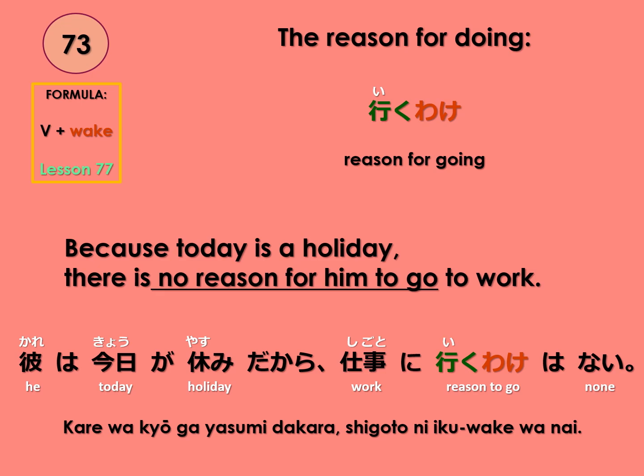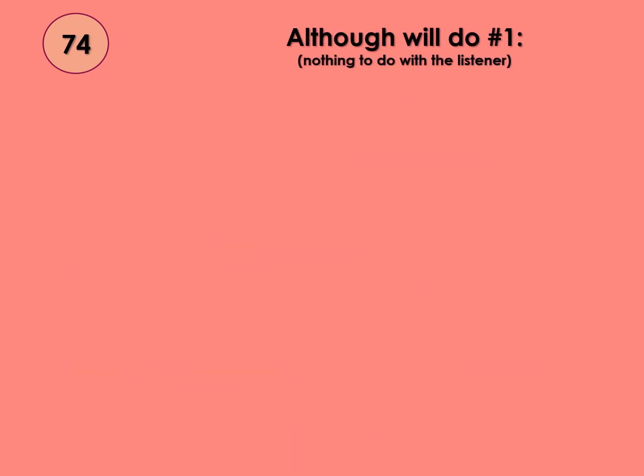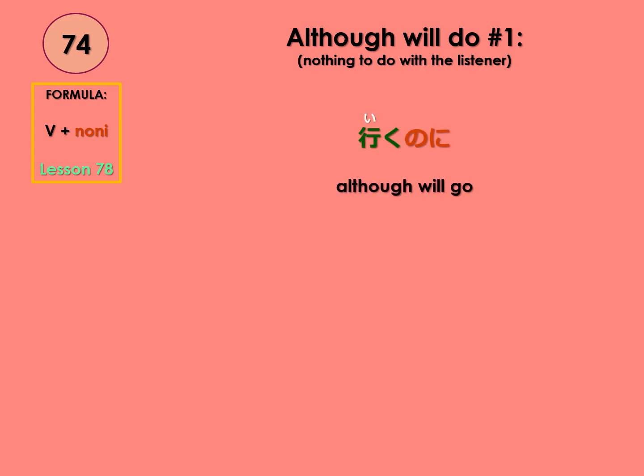Kare wa kyou ga yasumi dakara shigoto ni iku wake wa nai. 74番 Although. Version 1. Formula is full conjugation of the verb plus NONI. Lesson 78. Although will go.